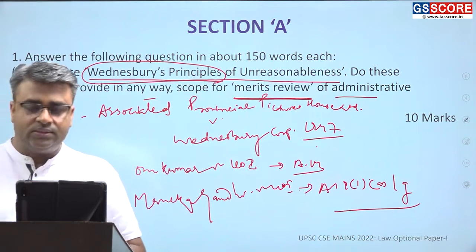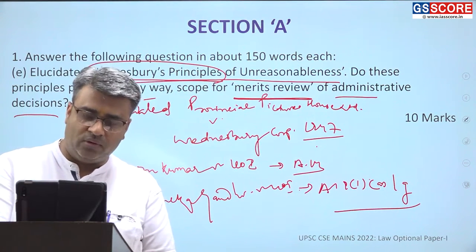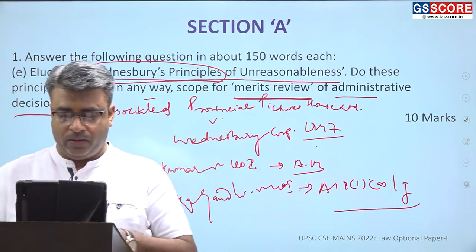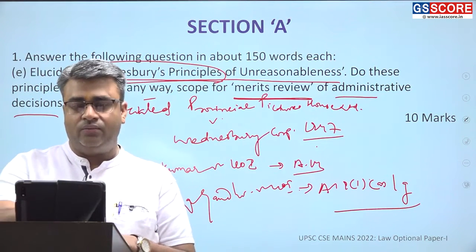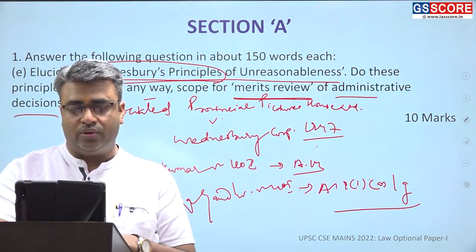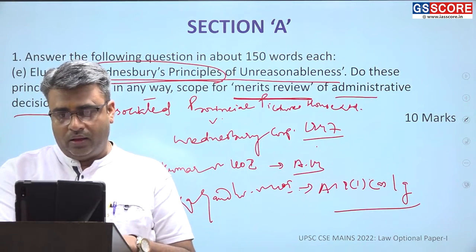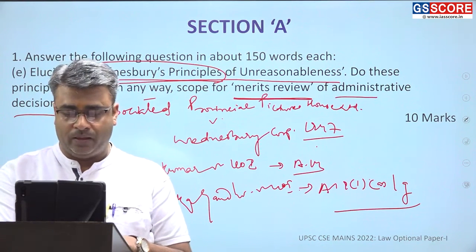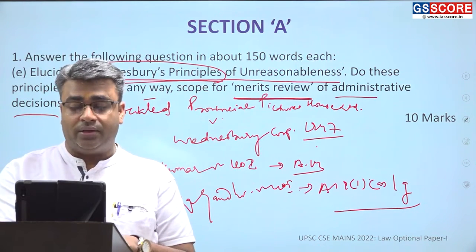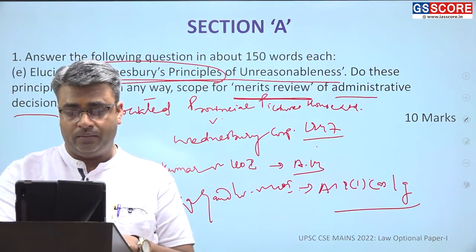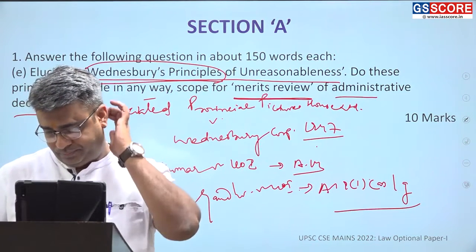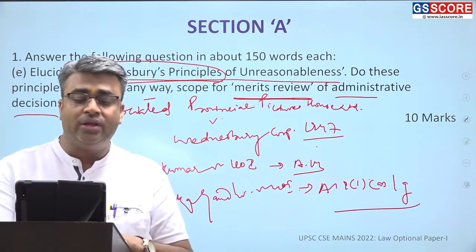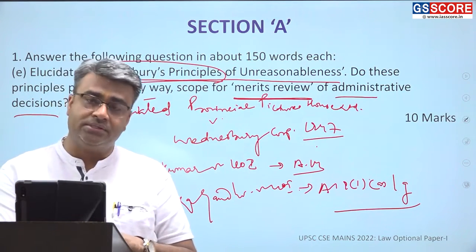So what is this Wednesbury principle? First of all, we should focus upon this and then we will come to the outcome. I just want to tell you, this doctrine of Wednesbury principle says one of the main important things: what is unreasonable and what cannot be done by any reasonable person.